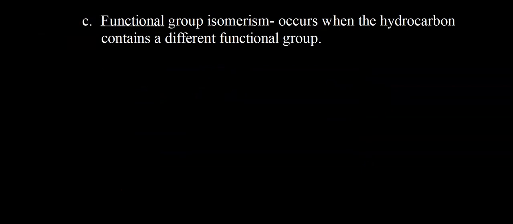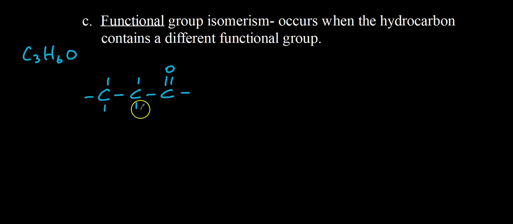Lastly, we have functional group isomers. This occurs when the hydrocarbon contains a different functional group. So let's take a look at these examples. Let's say we have C3H6O. How can we draw that? Well, here's one way. Make sure you count for all of your atoms. So we have 3 carbons, 1, 2, 3, 4, 5, 6 hydrogens, 1 oxygen. What is this called? Well, what is that? Is that an alcohol, ketone, aldehyde, carboxylic acid, ester? That's an aldehyde. And so this is called propanal.